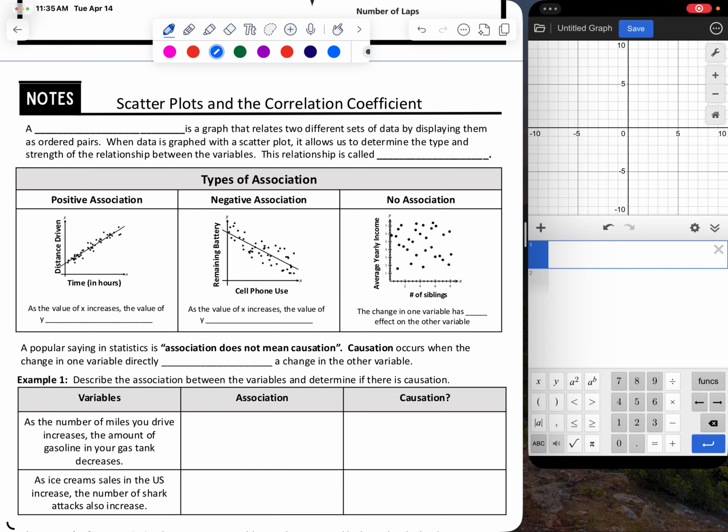In today's lesson, we will be exploring scatter plots and the correlation coefficient. Before we do, let's start with a couple of definitions. A scatter plot is a graph that relates two different sets of data by displaying them as ordered pairs. When data is graphed with a scatter plot, it allows us to determine the type and strength of the relationship between the variables. This relationship is called association.